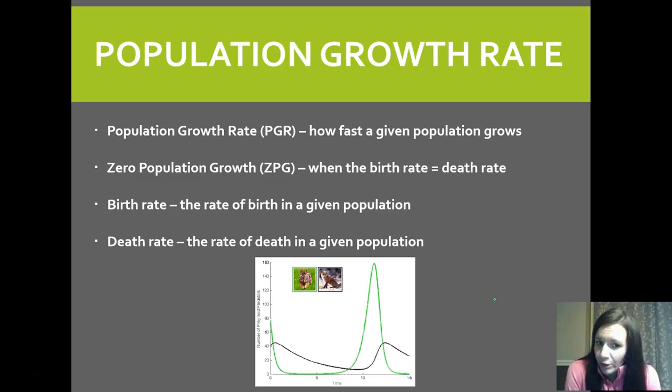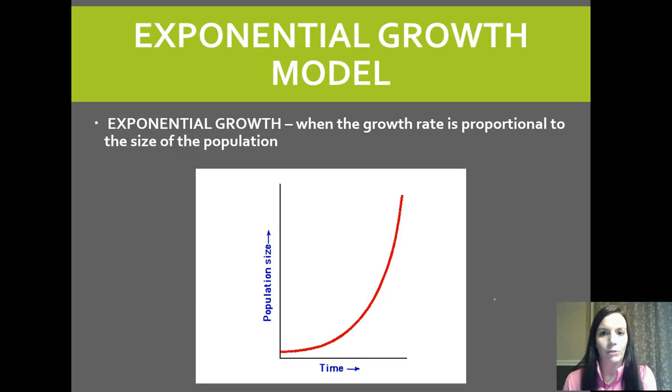When we talk about population growth rate, there are some important terms that we need to know. First of all, population growth rate itself, or PGR, is how fast a given population grows. Zero population growth, then, is when the birth rate equals the death rate. The birth rate is simply the rate of birth in a population, and the death rate is the rate of death in a population.